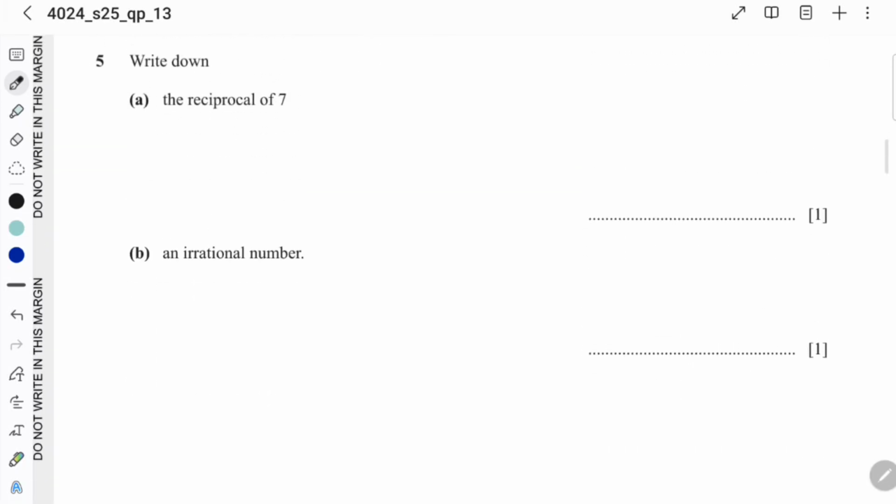In question number 5, we have to write down the reciprocal of 7. So this is 1 over 7, or 7 to the power minus 1 is 1 over 7, which is the reciprocal. Okay, because 7 means 7 upon 1, and the reciprocal will be 1 over 7.